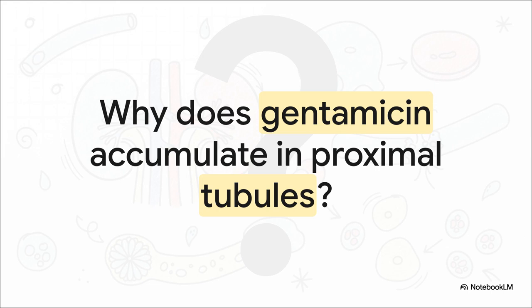This patient has a severe gram-negative infection and absolutely requires an aminoglycoside, specifically gentamicin. We all know it's nephrotoxic, but team, let's get down to the molecular level. Why does gentamicin accumulate specifically and toxically in the proximal tubule? Dig deep and recall the mechanism for me.